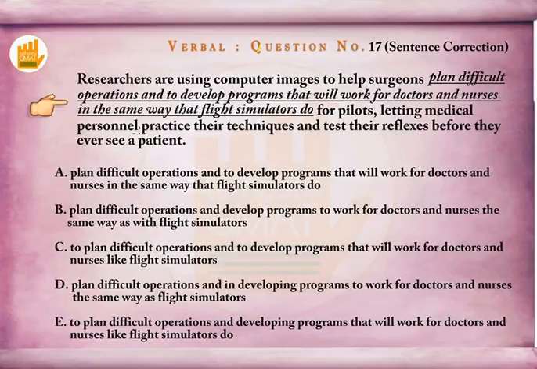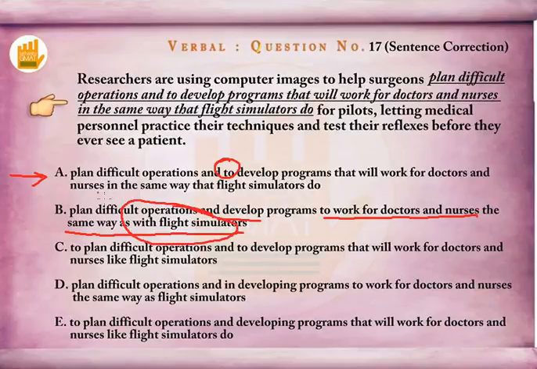Let's go to the next one. This is a prospect right now. "Plan difficult operations and develop." So here we had "to develop," here we have just "develop programs." So that is another difference. Having a "to" makes it clearer that the researchers have two goals to achieve. The next part is "programs to work for doctors and nurses the same way as with flight simulators." This is a bit awkward, not as good as the comparison "in the same way that flight simulators do for pilots." This is a better comparison. So this is another difference you can see here.